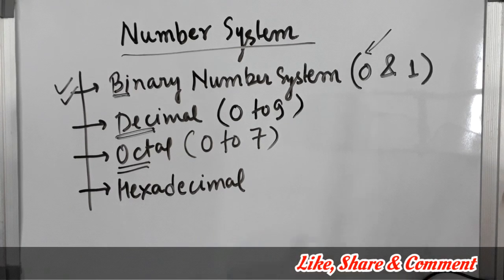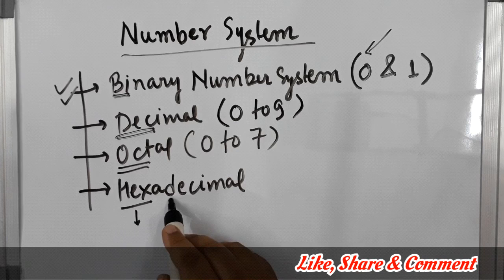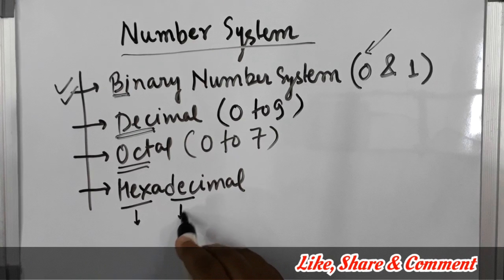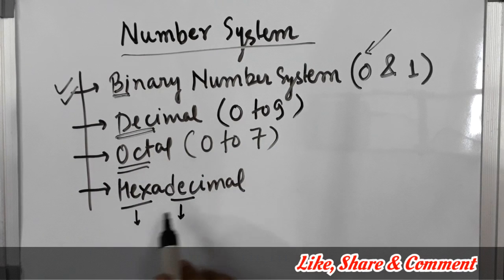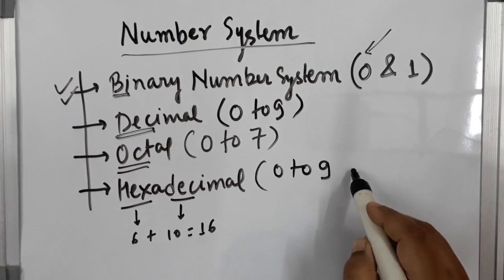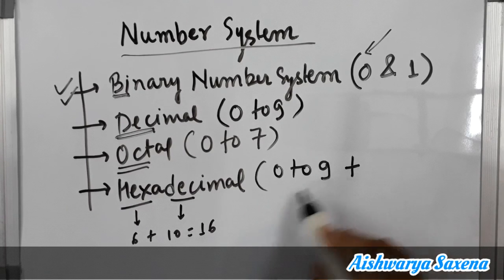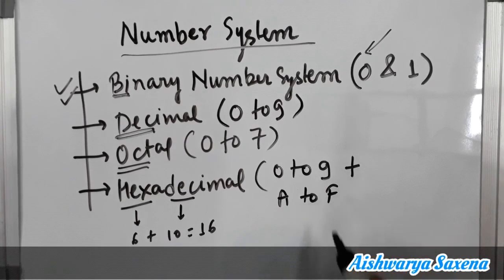When we are talking about the hexadecimal number system, it has hex for 6 and dec for 10. The decimal number system was 0 to 9. So hexadecimal is basically 16, since 6 plus 10 is a total of 16. It has 16 numbers, from 0 to 9, plus A to F.